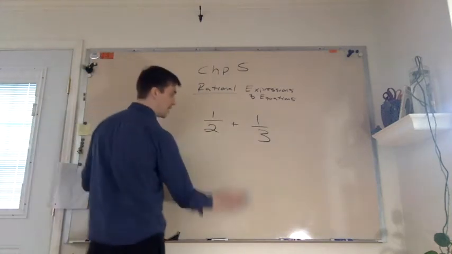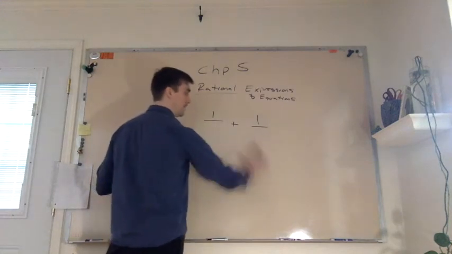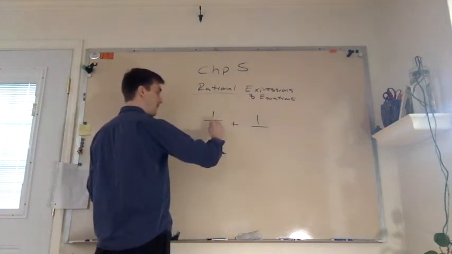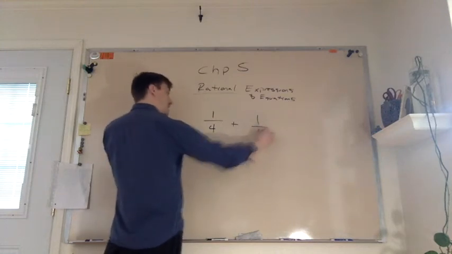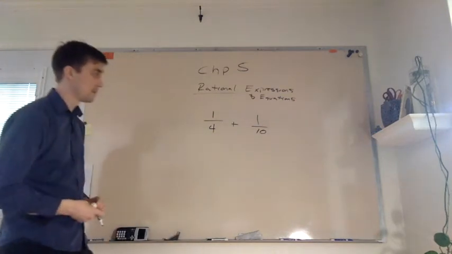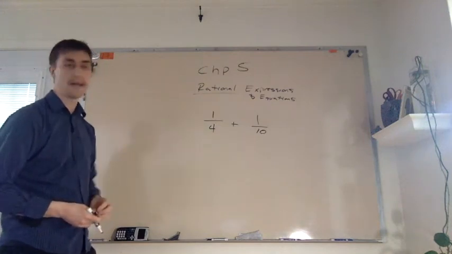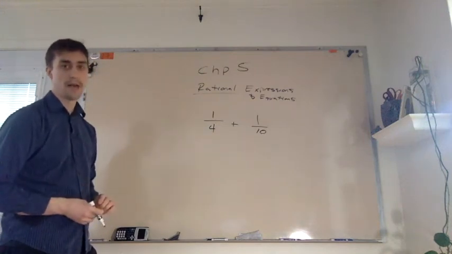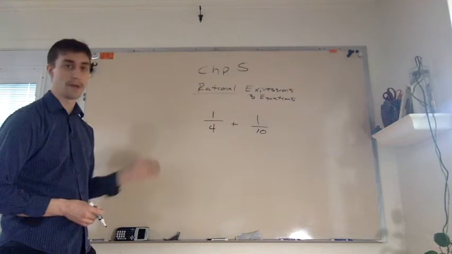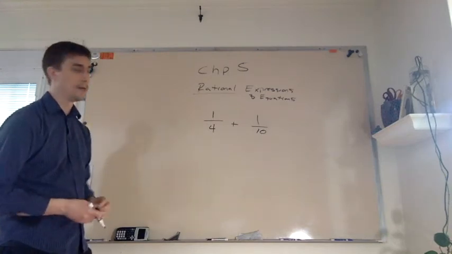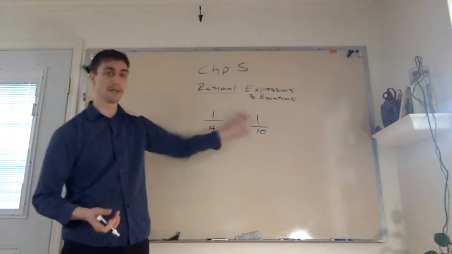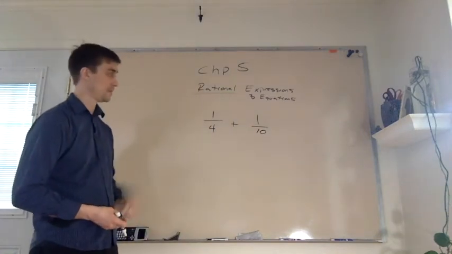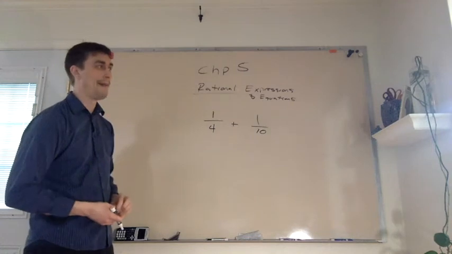So let me just change these numbers here a bit to make this point. Let's say 1/4 plus 1/10. This is two fractions added together. If you're going to do this, you absolutely need to have common denominators. They're not the same right now. 4 is not the same as 10. So you've got to force them to be the same by multiplying this fraction by something and multiplying this fraction by something, the same thing on the top and the bottom again.